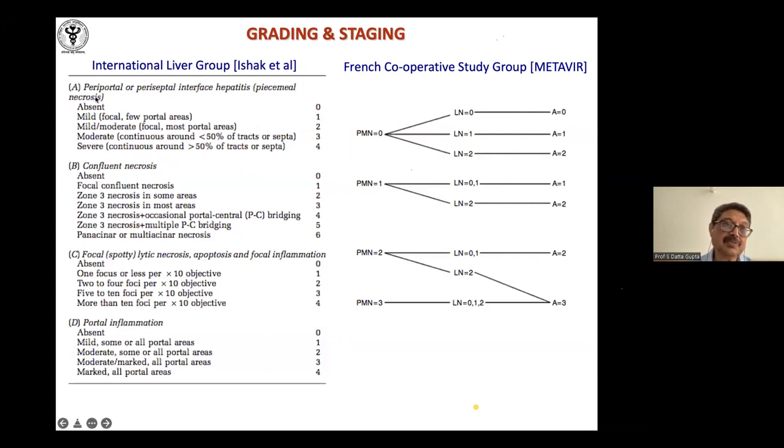So you have the international liver group: periportal necrosis, confluent necrosis, focal or spotty necrosis, and portal inflammation. And if you notice, confluent necrosis includes bridging and pan-acinar necrosis, which I told you about. And of course, periportal is mild, moderate, or severe, depending on less than 50% of tracts or more than 50%, and so on and so forth. Portal inflammation, mild to severe. So this is what is done. The French cooperative group did this for their study, specifically for HCV. This is the METAVIR classification, which they developed.